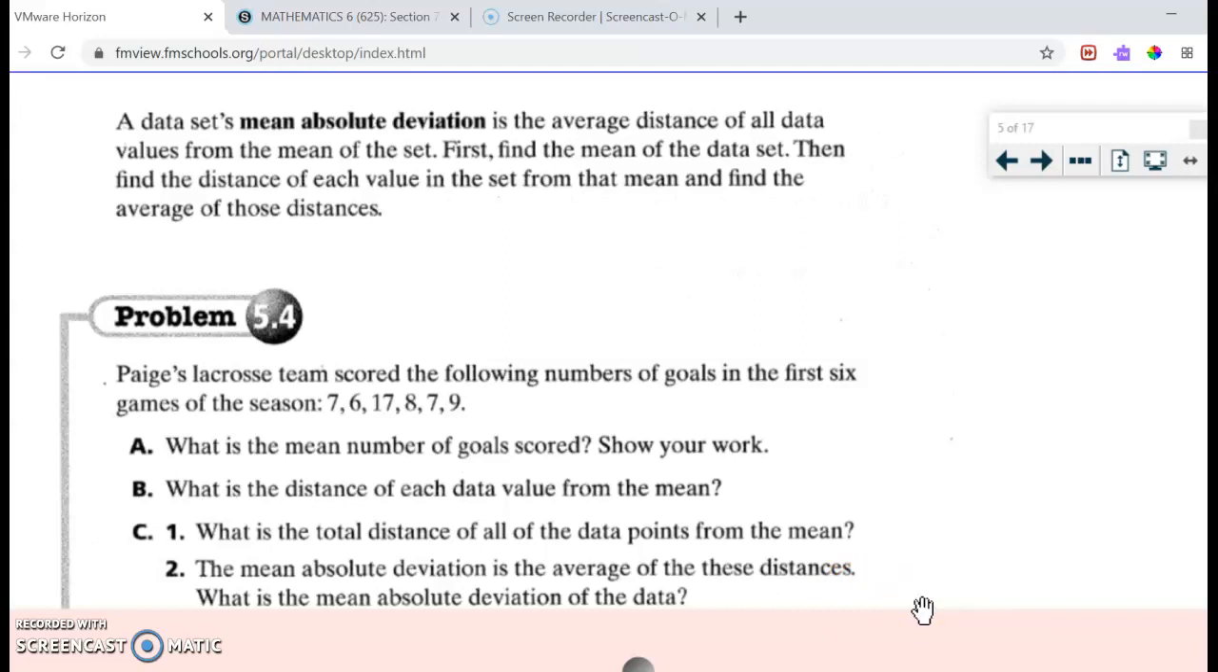Now, what does the MAD tell us? Well, the MAD tells us the spread of our data. So the lower the MAD, the less spread out our data is. The higher the number of the MAD, the mean absolute deviation, the more spread out our data is. So it's a way to keep track of our data.